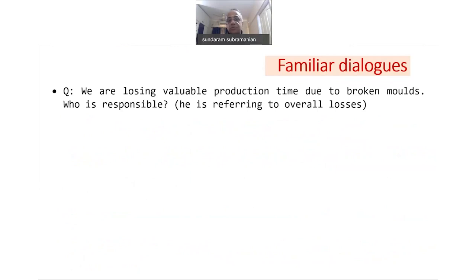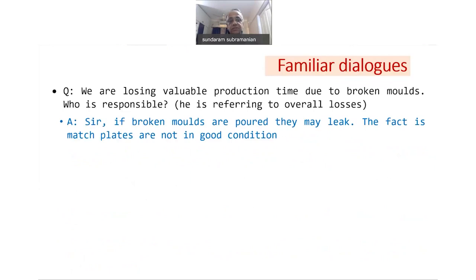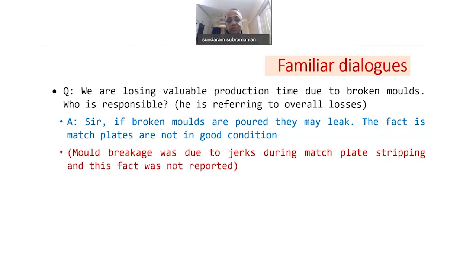Who is responsible for this? He is referring to overall losses. Broken molds are poured, they may leak. So he's also in tune with the overall losses concerned. So he's trying to pacify his boss. The fact is, match plates are not in good condition. That's what he says. But the mold breakage was actually due to jerks during the match plate stripping, and this fact was not reported.